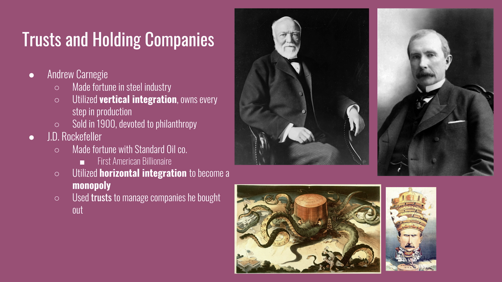Carnegie devoted the rest of his life to philanthropy, giving away his money to charitable causes. The next person is J.D. Rockefeller. He becomes the wealthiest person in U.S. history. He makes his fortune with Standard Oil Company.